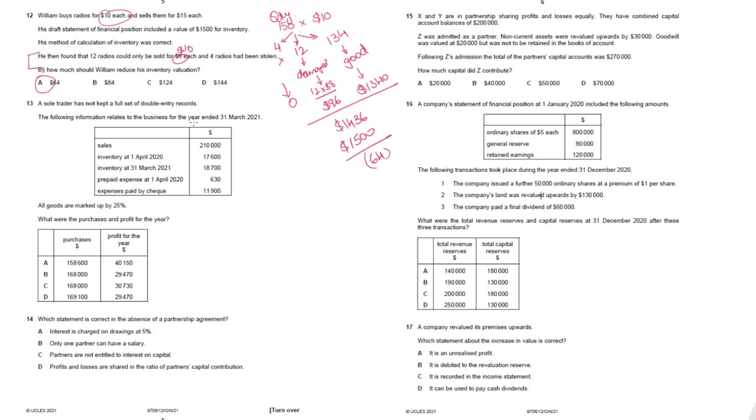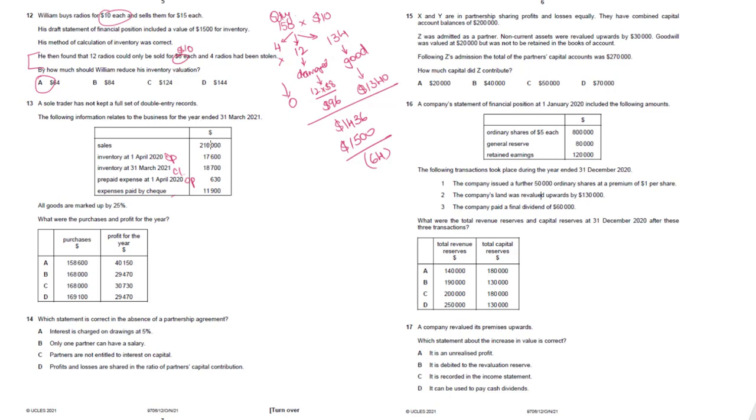A sole trader has not kept a full set of double entry records. The following information relates to the business for the year ended 31st March 2021. Sales, inventory, this is opening, then this is closing. Prepaid expenses at the opening are given. Expenses paid by check are given. All goods are marked up by 25%. What were the purchases and the profit?